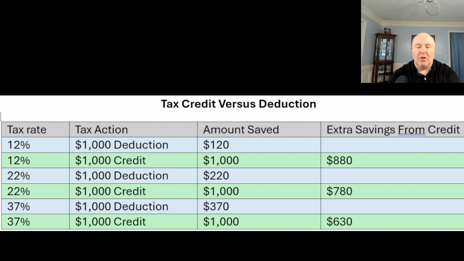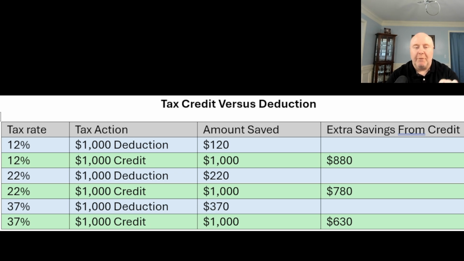Okay, so now what we're looking at is not $120, but we're looking at $1,000. Because remember, a tax credit is dollar for dollar against our tax liability. You have a $1,000 credit, you reduce your tax liability by a $1,000 credit. A deduction reduces our taxable income, whether it's above the line or below the line. It reduces our taxable income. Okay, the credit is reducing our tax liability.